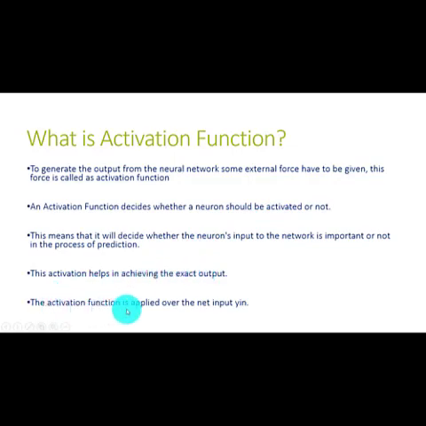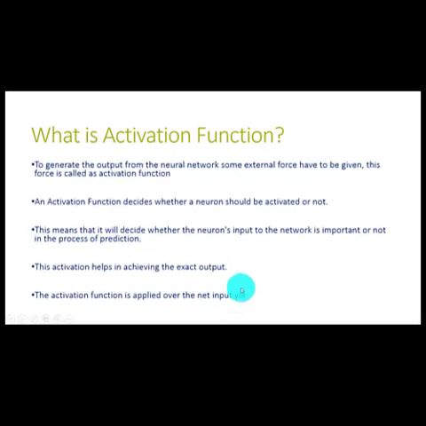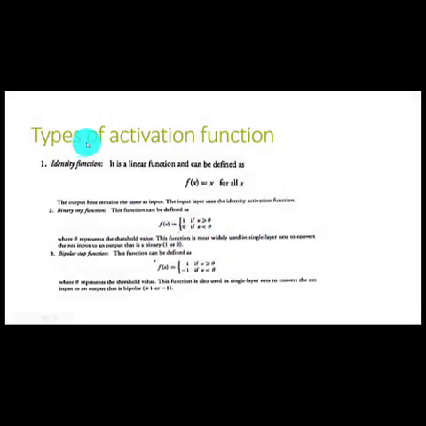The activation function is applied over the net input. That means we have to first calculate the y-in. On y-in, we will apply the activation function that will generate the output. There are different types of activation function. First is your identity activation function.